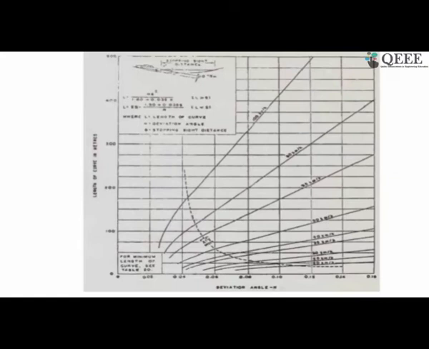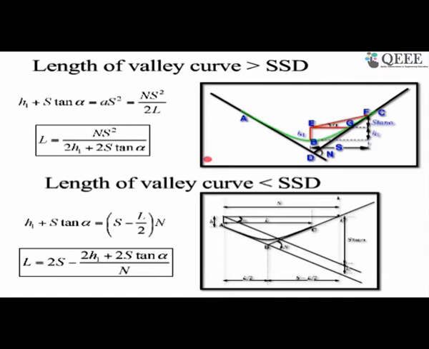As we had shown you some graphs on how to estimate these distances for summit curve, we have a similar thing for the valley curve as well, and the chart is quite simple. You have the speed in this direction, you have the deviation angle, this is the length, and from there you can easily find out what is the length of the curve and what could be the speed in that particular region.